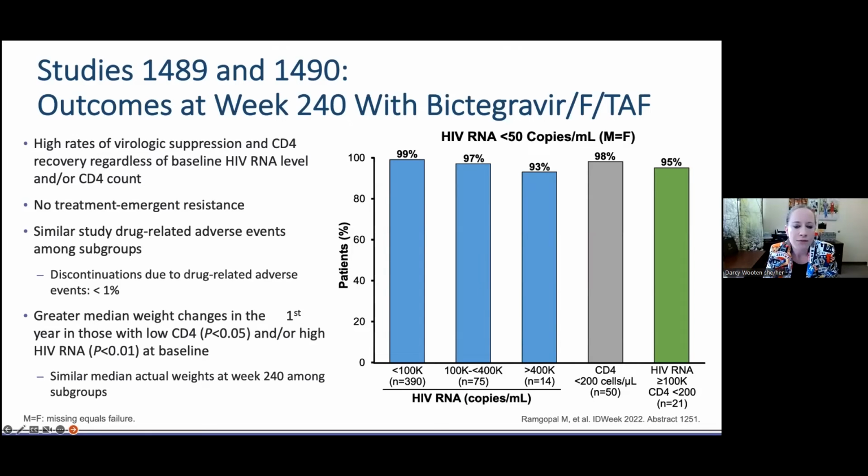We did see within the first year in these studies that there was significantly more weight gain in those who had a low CD4 cell count or a high viral load. I don't think this is surprising to anybody, because this probably reflects, at least in part, a return to health phenomenon, since these patients had very advanced HIV and had significantly more weight gain. And interestingly, at week 240, there was a similar median weight across all of these different subgroups. So maybe some suggestion that things leveled out over time.